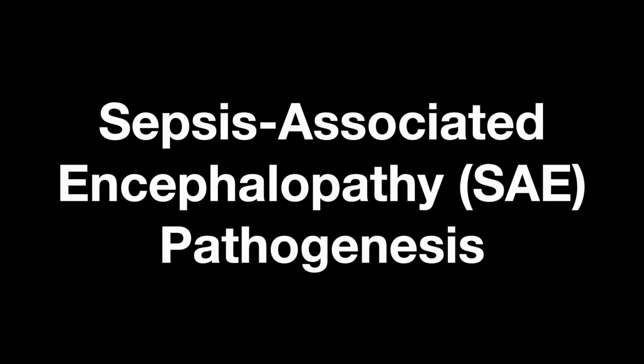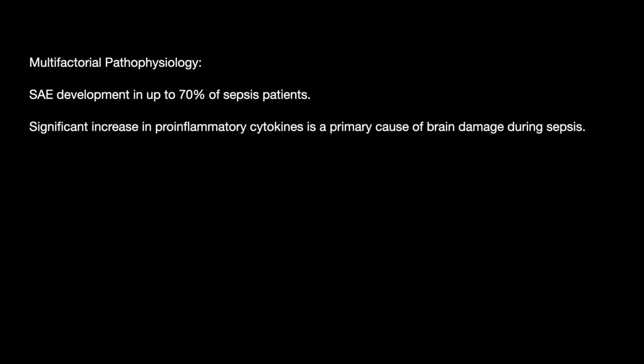Sepsis associated encephalopathy and its pathogenesis. It has a multifactorial pathogenesis, and its association is, as we have discussed, seen in around 70% of the septic patients. There is a significant increase in pro-inflammatory cytokines, which is the primary cause of brain damage during sepsis. The activation of the microglia and the astrocytes alters the cerebral homeostasis.